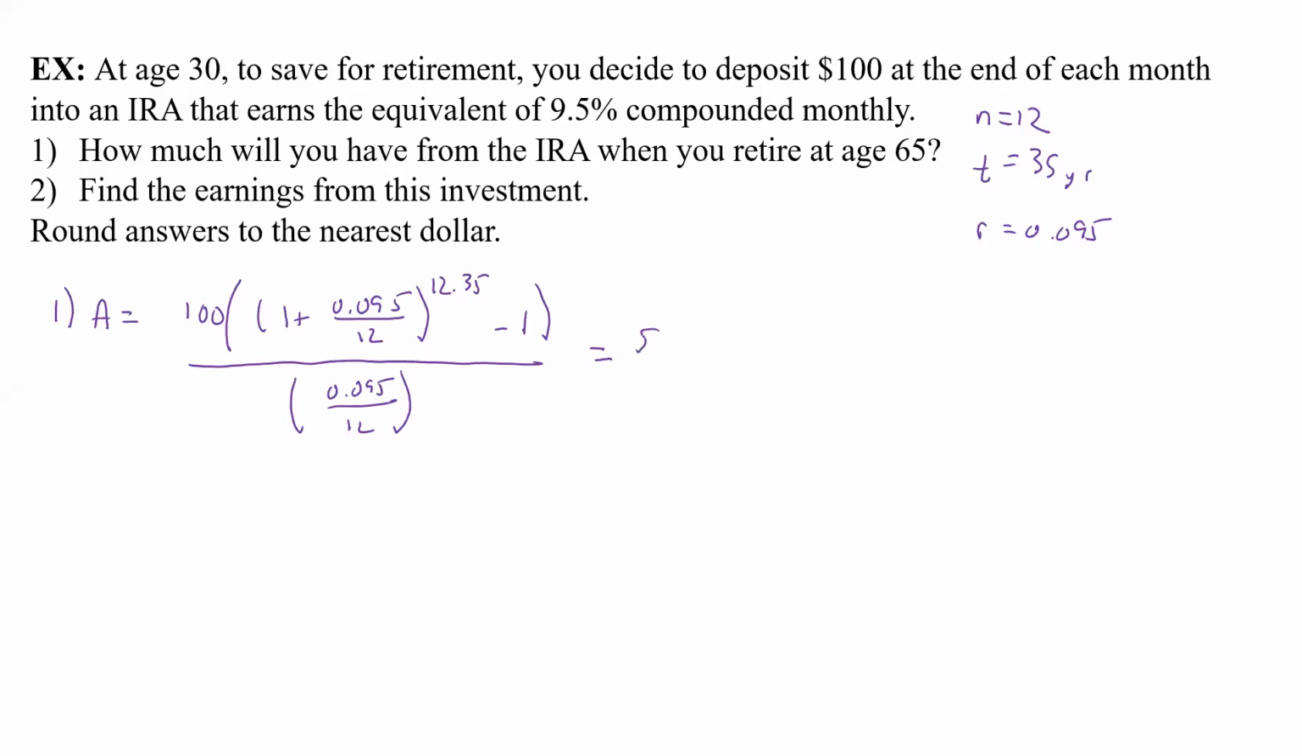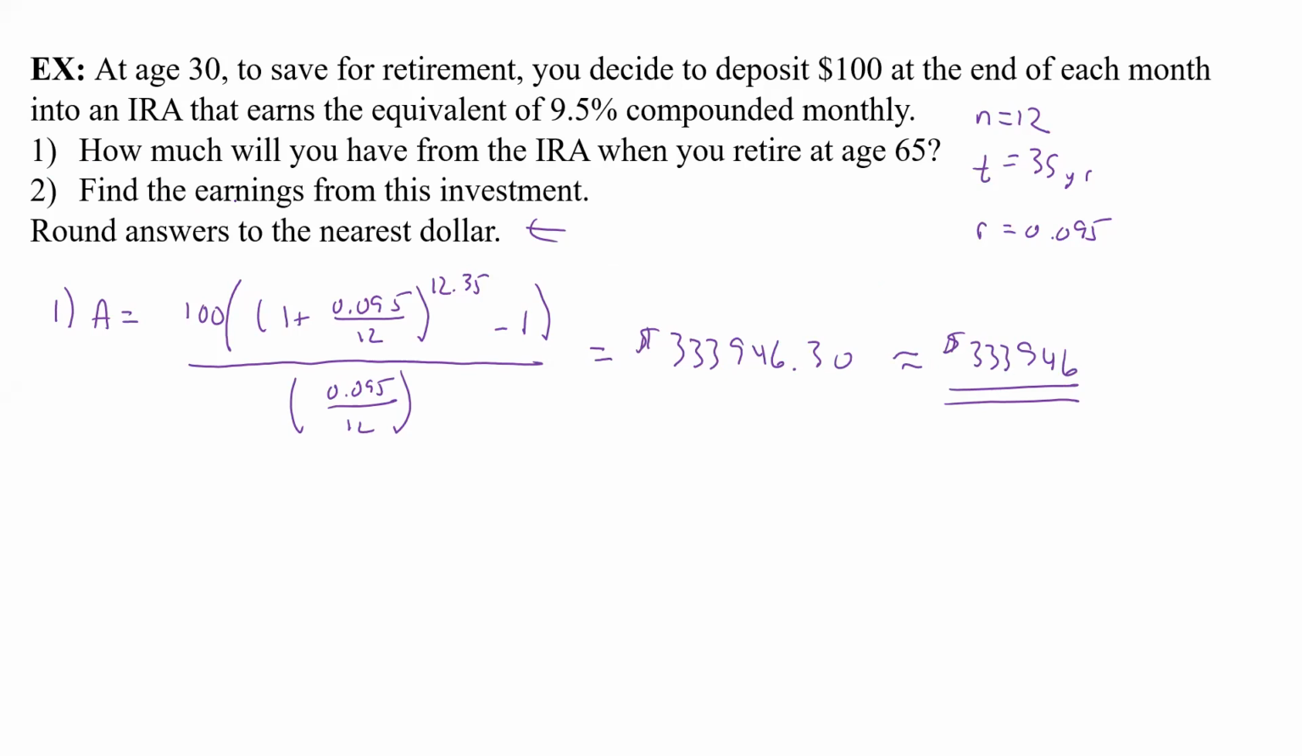So let's go back over here. That's going to give us $333,946.30. Now it says round to the nearest whole dollar. Well, this time rounding down is the only way that makes sense, so 333,946. That's what the future value is going to be.